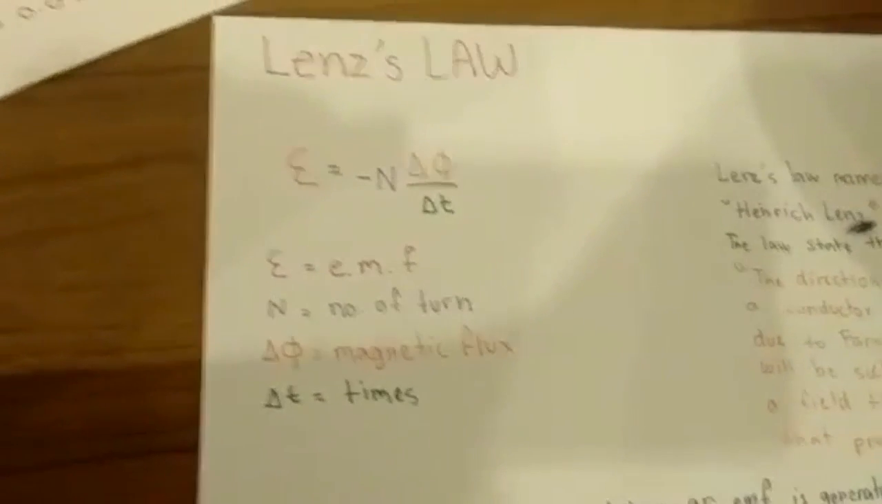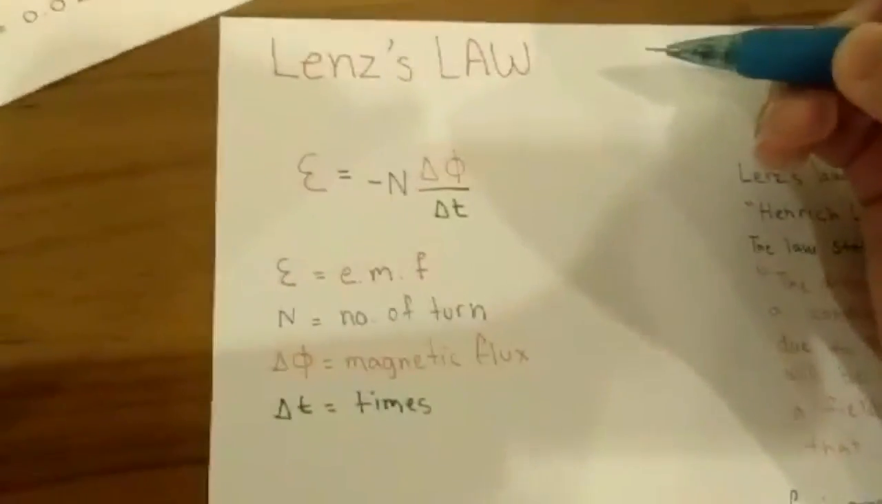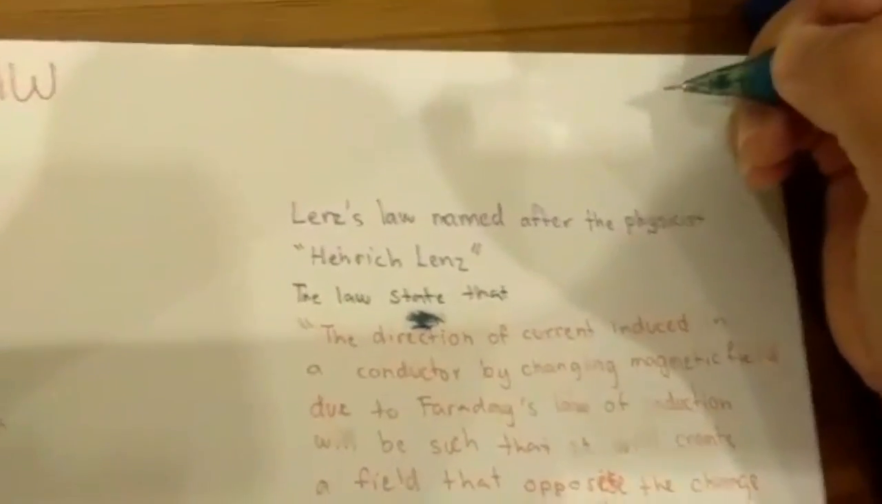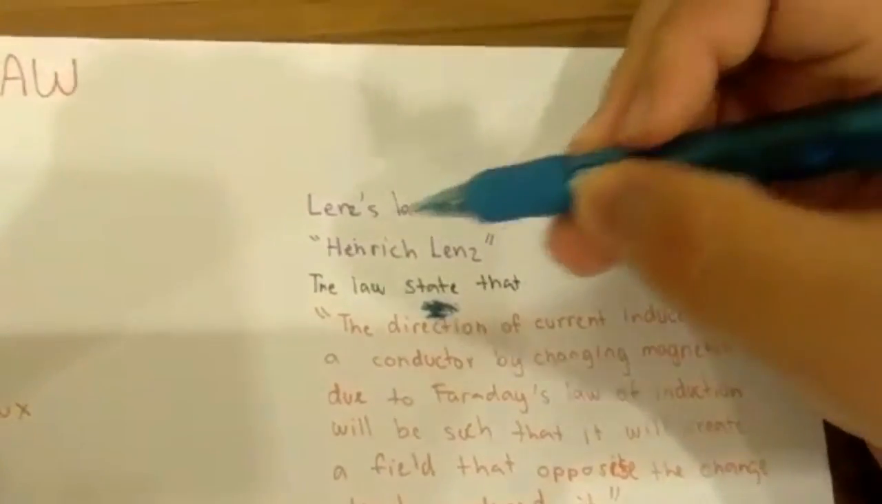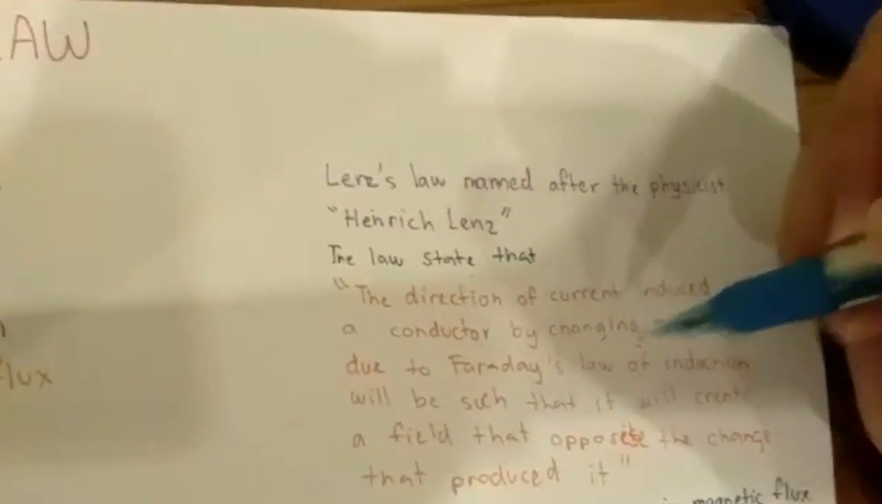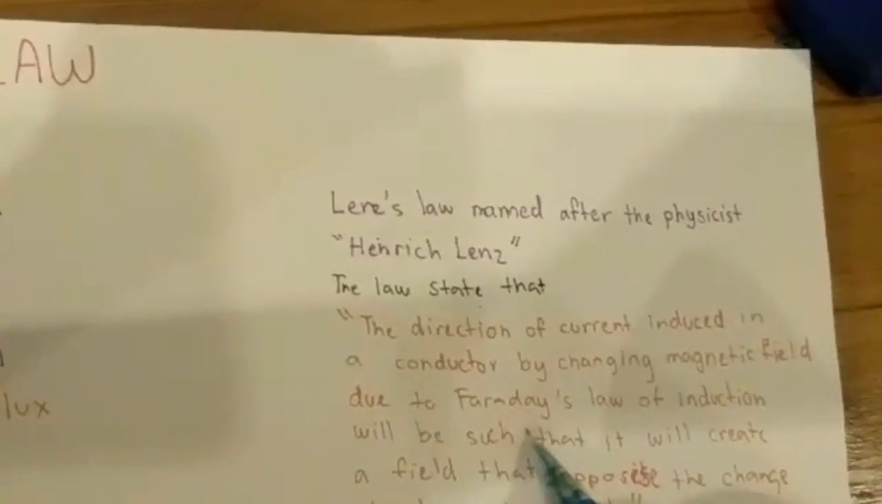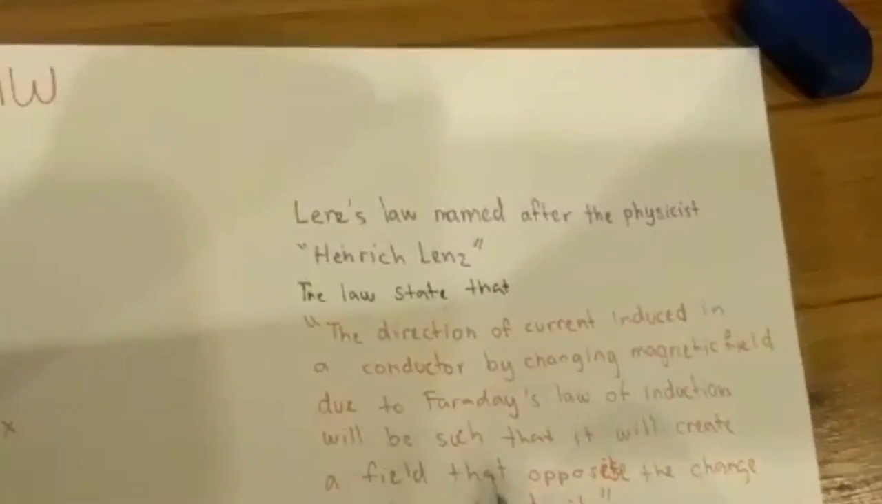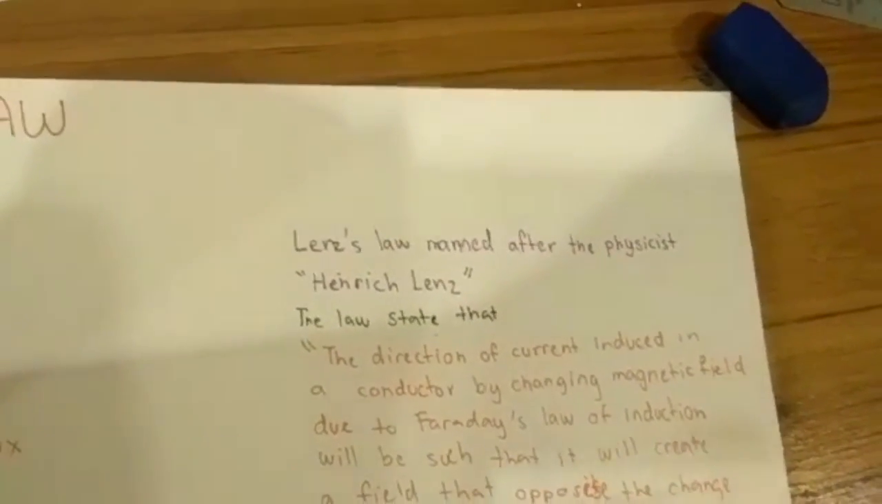Next we talk about Lenz's law, which is a little bit of a change from Faraday's law of induction, which is a negative sign in front of N. Everything else is the same. Lenz's law is named after the physicist Heinrich Lenz. The law states that the direction of current induced in a conductor by a changing magnetic field, due to Faraday's law of induction, will be such that it creates a field that opposes the change that produced it.